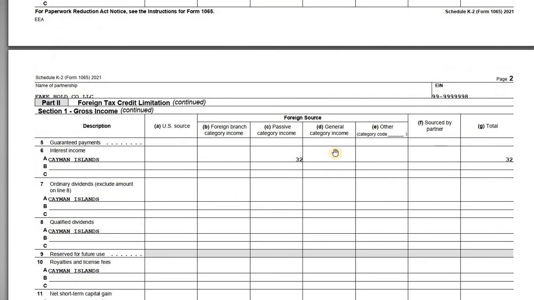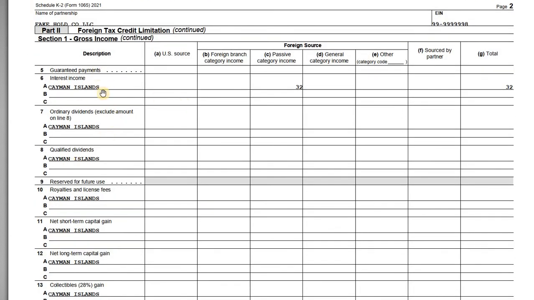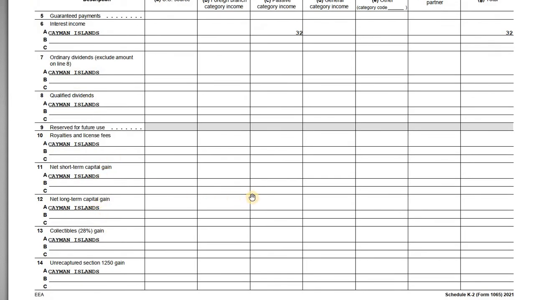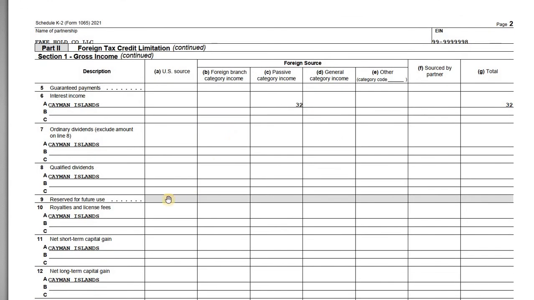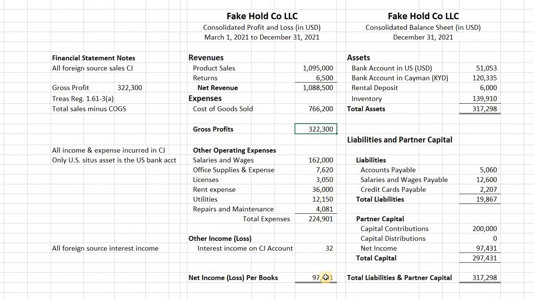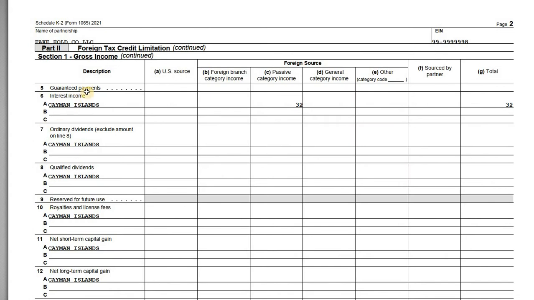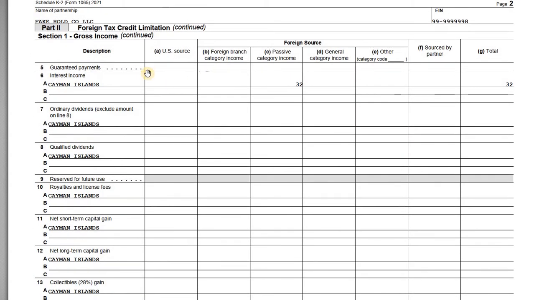Now, the gross income section includes all these different types of income: interest, dividends, royalties, capital gains or losses if they are sourced to that country. But the only other item of gross income in this fact pattern is the interest. If we look at the financial statements, we have gross interest income from that Cayman Islands account totaling $32, after we did the exchange rate. If we go back to Schedule K-2, Section 1, we have to report the interest income on line 6. So where on line 6 would we report it?